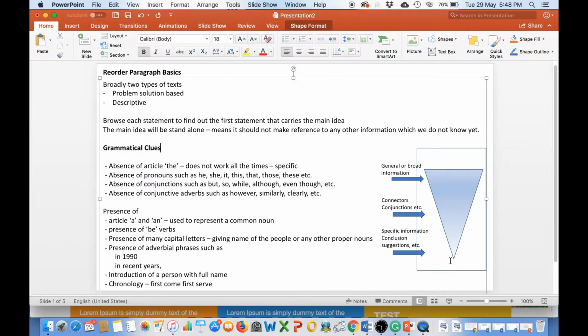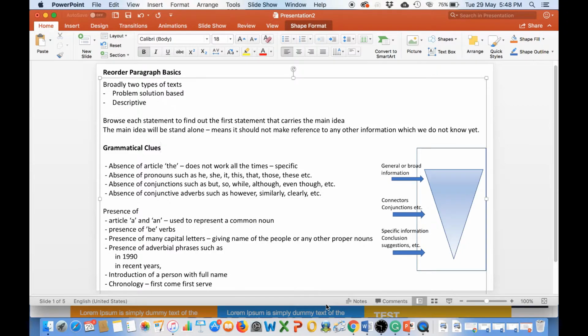You have to look for other clues as well, right? The second most important part is the absence of pronouns such as he, she, it, this, that, those, these, etc. Why am I saying that? Because we can only use pronouns when the main noun has been introduced. If a noun has been introduced already, then we use pronouns. So any statement that starts with he, she, it, this, that, those cannot be number 1, because then you would have a missing noun.